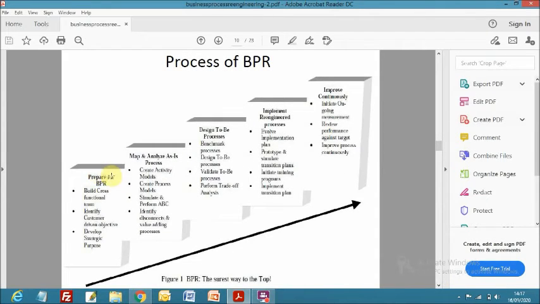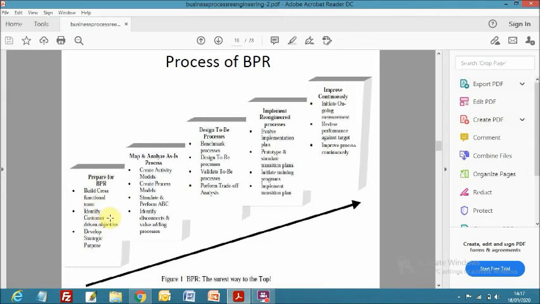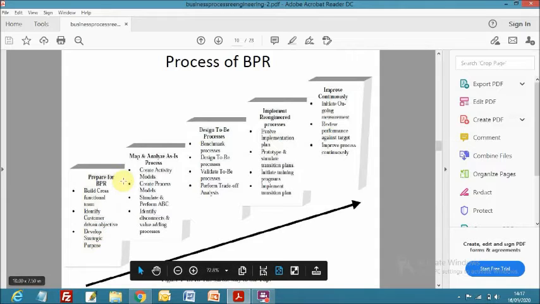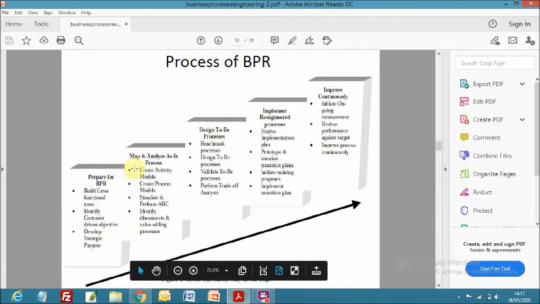Prepare for BPR. These are the steps. Build a cross-functional team. Identify customer-driven objectives. Our focus should remain on customers. What exactly are the demands, what does the customer demand? Develop strategic purposes. Map and analyze the as-is process. Create activity models, create process models. So these are the processes of BPR.